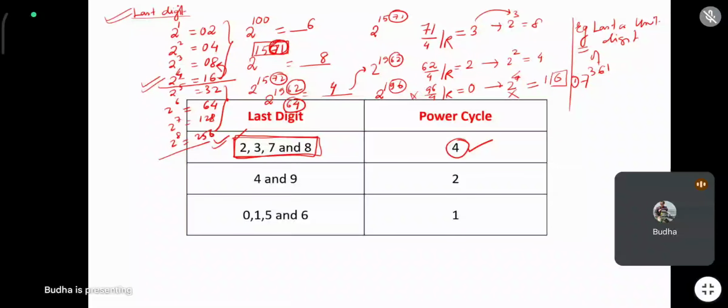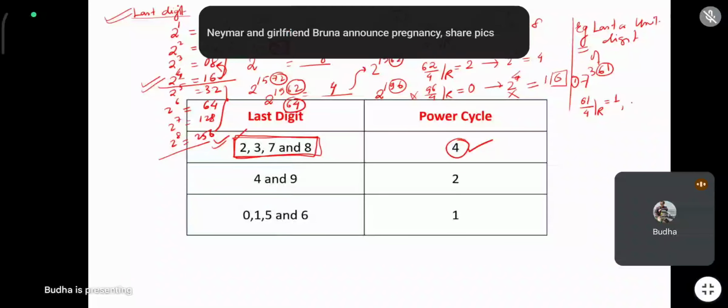That means I will check the last 2 digits. 61 divided by 4. What is the remainder? Remainder 1, sir. So the last digit would be 7 raised to 1. Answer is 7. Khatam. Very simple.